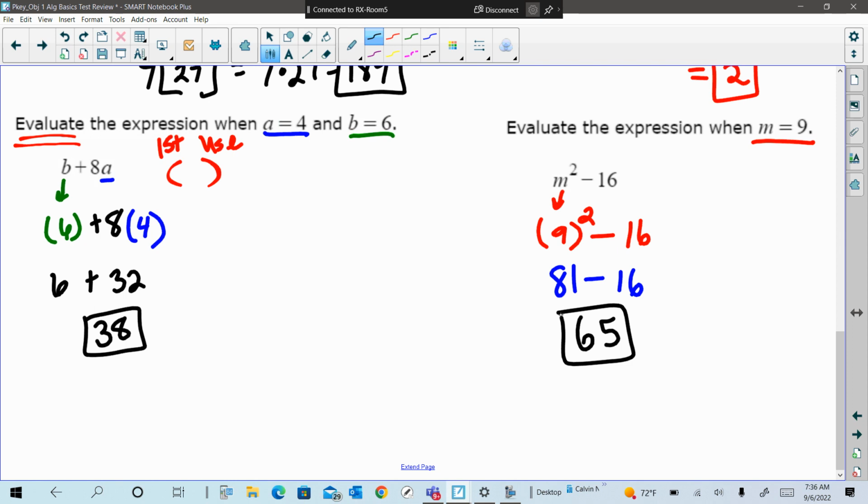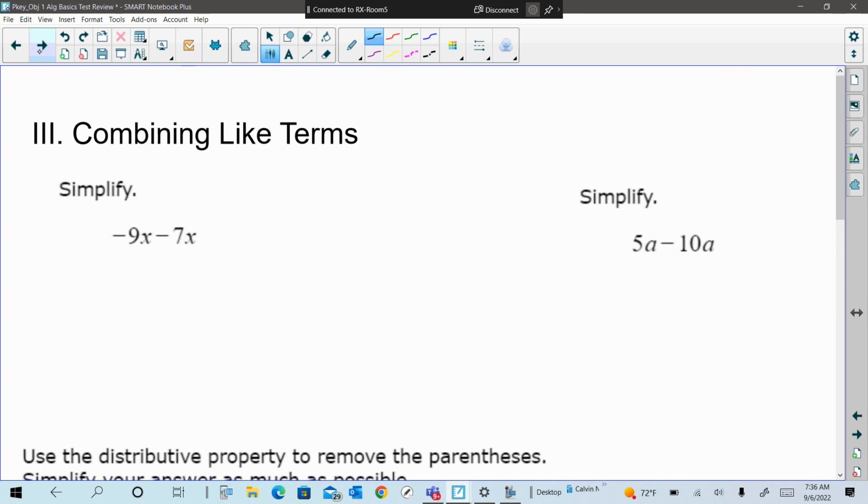And then our last section is just combining like terms. So just pay attention to the variables, that they're the same. And if they're the same, then you're really just combining the coefficients. And also pay attention to the sign in front. So this is really just like saying a negative 9 minus 7. So that comes out to be a negative 16. So this final answer would be a negative 16x.